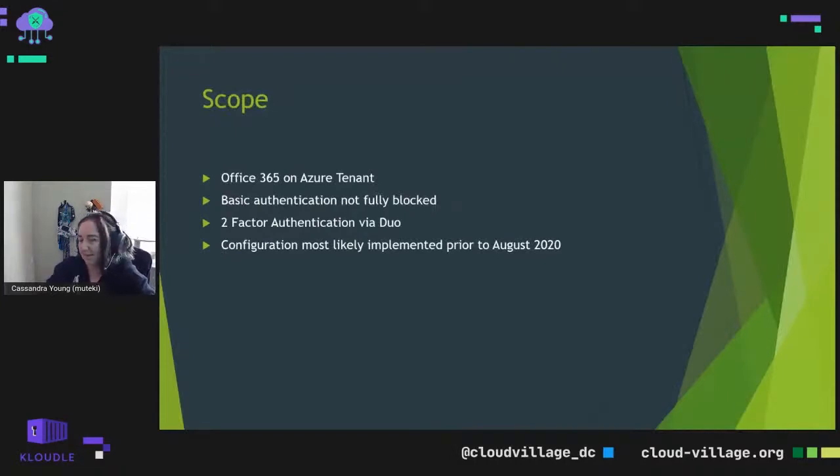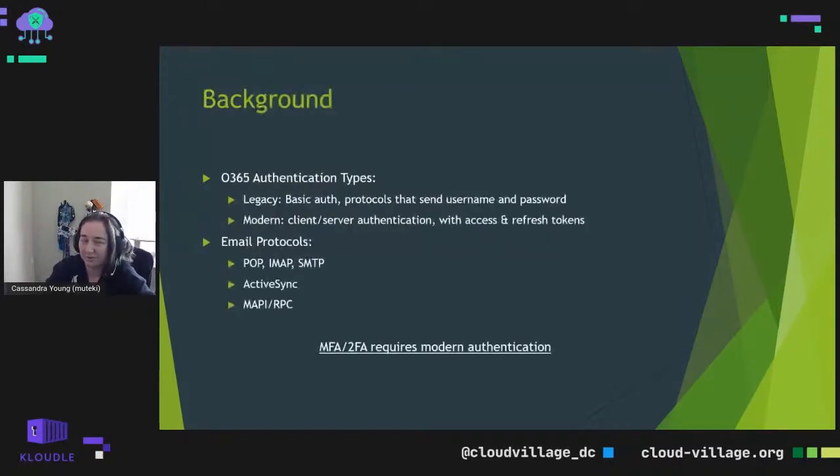So the title of this talk is Exploiting the O365 Duo Two-Factor Loophole or Misconfiguration. I'm going to talk a little bit about what the scope of this actually is. This applies to Office 365 on an Azure tenant on which all basic authentication is not fully blocked, and we'll touch on that a little bit later as well. And this is happening on tenants where two-factor authentication or two-factor verification with Duo is implemented. And it applies to configurations most likely implemented prior to August 2020 or thereabouts, which I will get into.